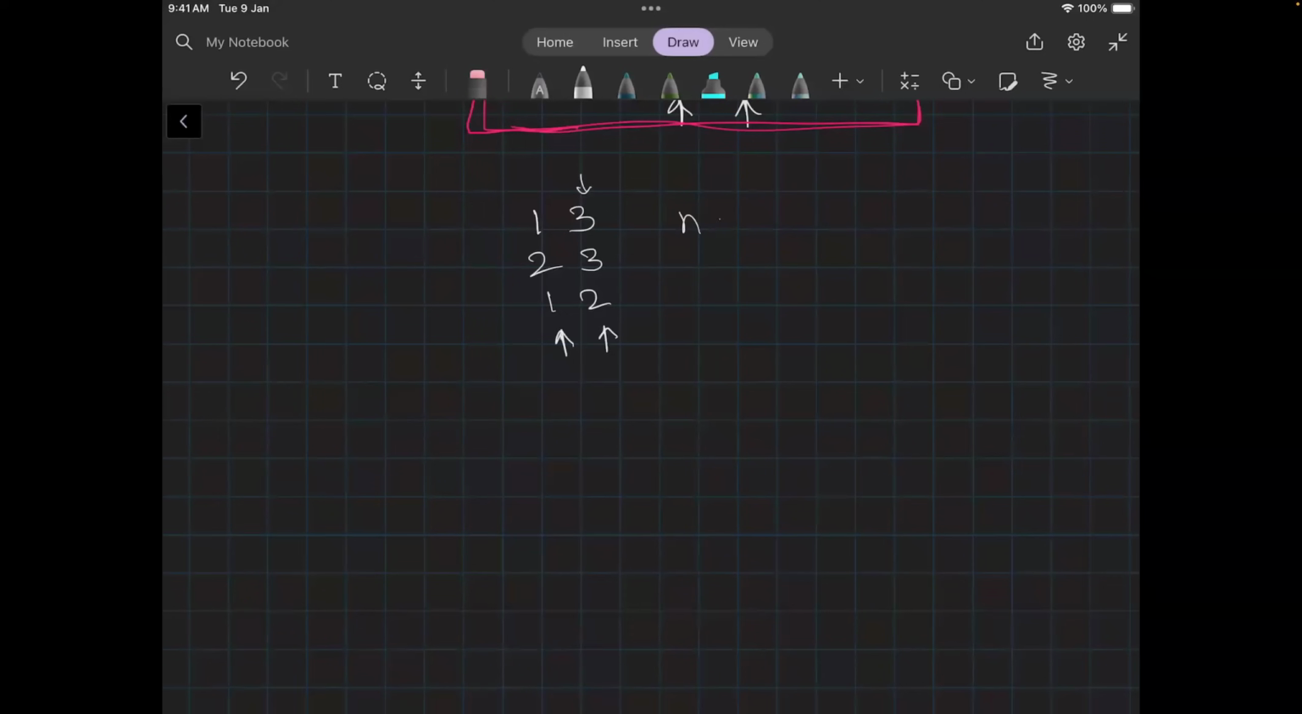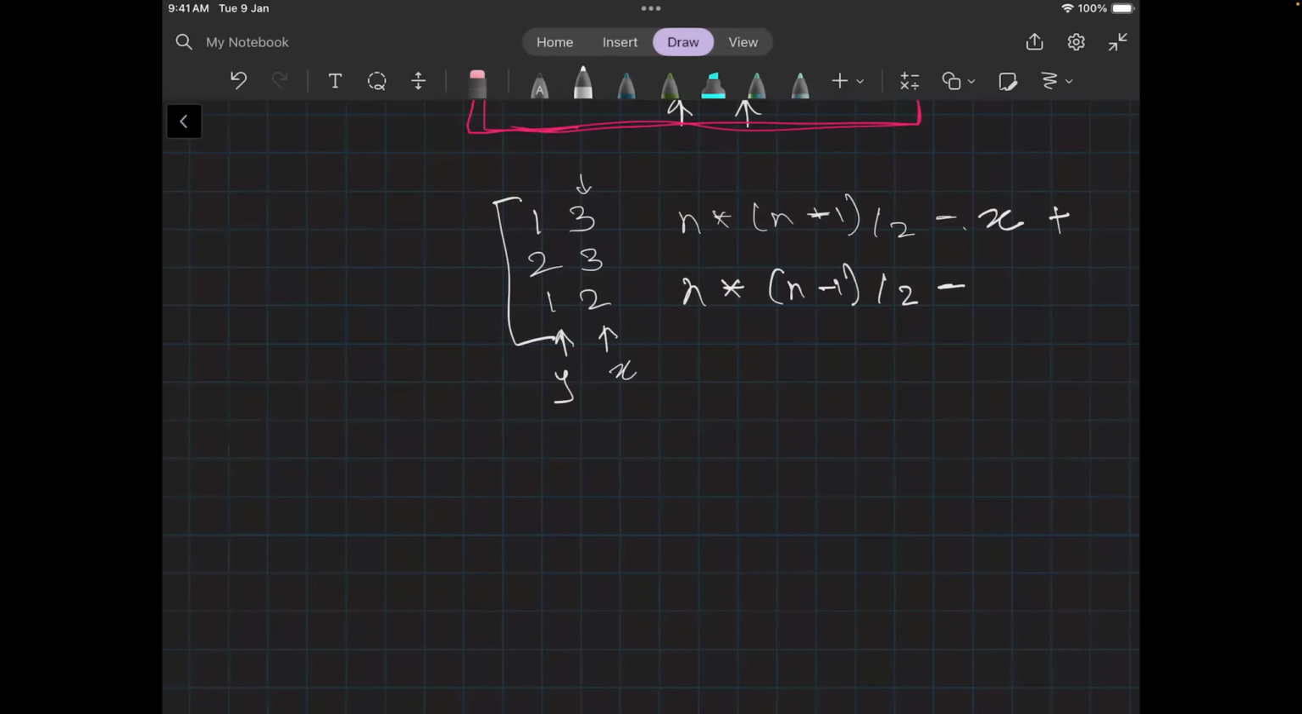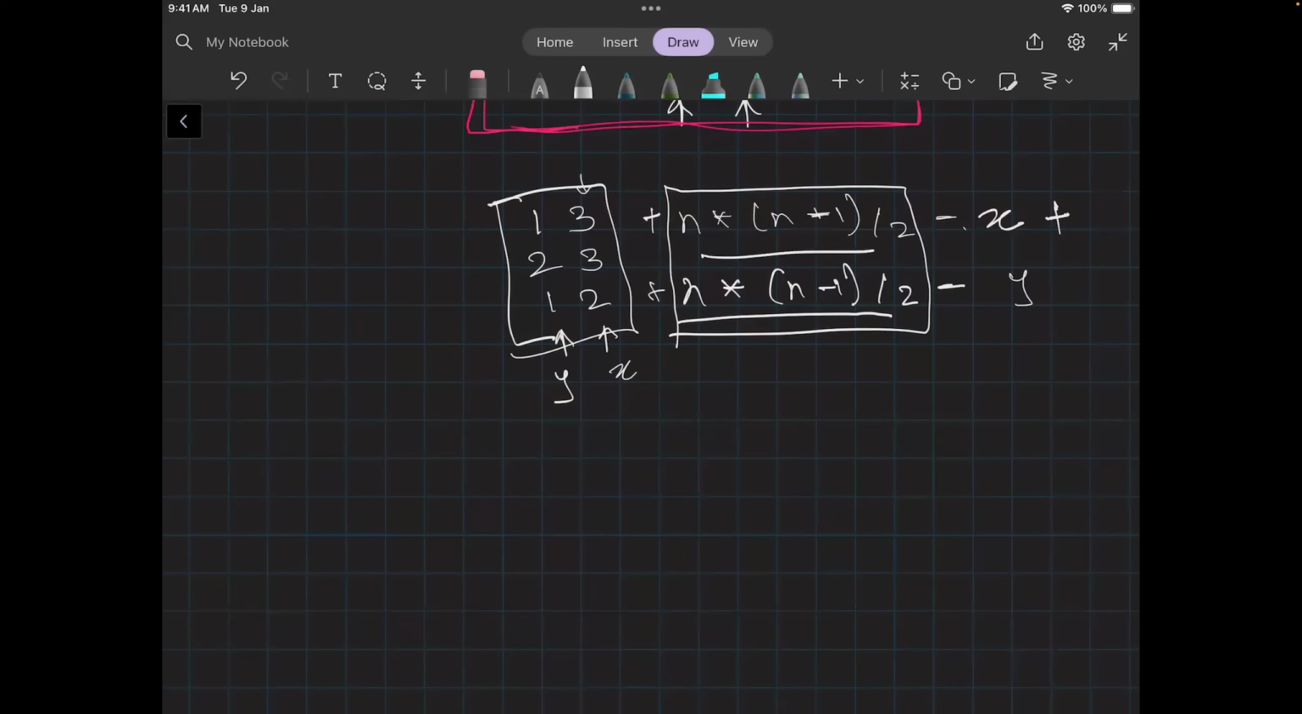So for this, first we will do n into n minus 1 by 2. And let's say the number of same pairs is x. And similarly, for this particular column, it is again going to be n into n minus 1 divided by 2 minus, let's say the number of same pairs is y. So if you see the amount of times the number of digits has come, that many times we'll be adding n into n minus 1 by 2. So initially, I'm just setting my answer to n into n minus 1 by 2 into the number of digits that are there, because that many times we'll be adding it in our final answer.